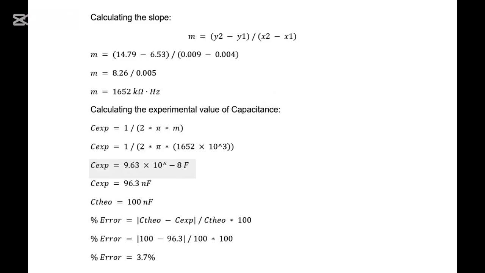In conclusion, the experiment successfully demonstrated the inverse relationship between frequency and capacitive reactance. Based on the slope of the graph, the experimental capacitance was calculated as 96.3 nanofarad, which is very close to the theoretical value of 100 nanofarad. The low error of 3.7% proves that the measurements were accurate and the theoretical formula works perfectly in a real circuit.